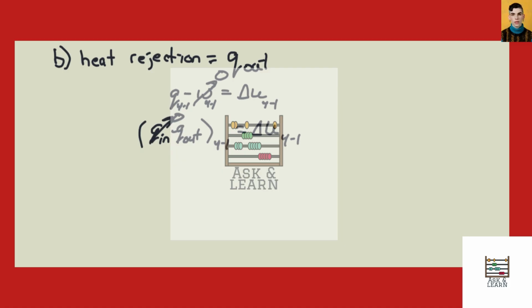So we're left with negative Q out is equal to U1 minus U4. Now to get rid of the negative, we just rearrange terms to get Q out is equal to U4 minus U1.